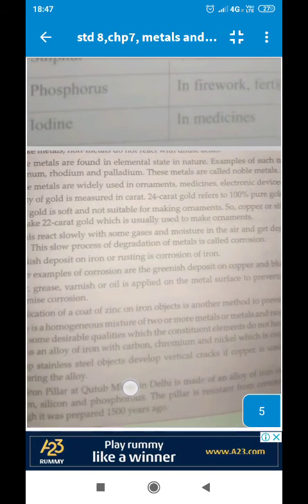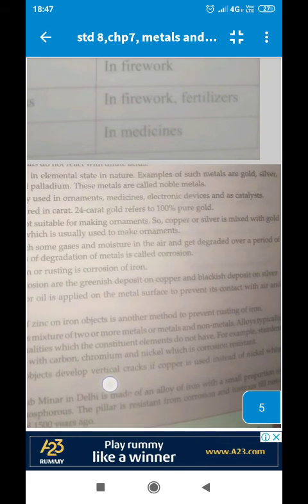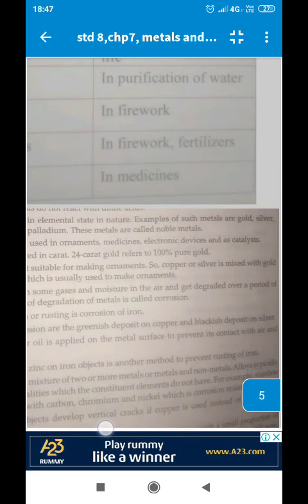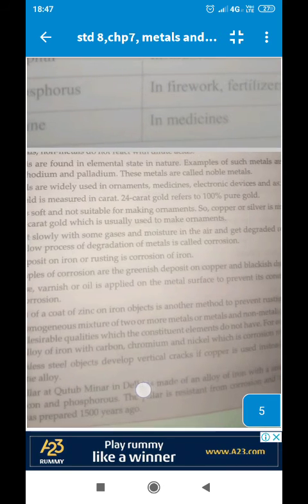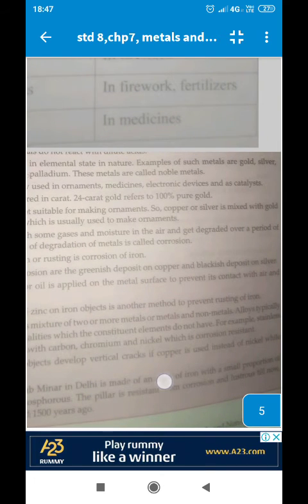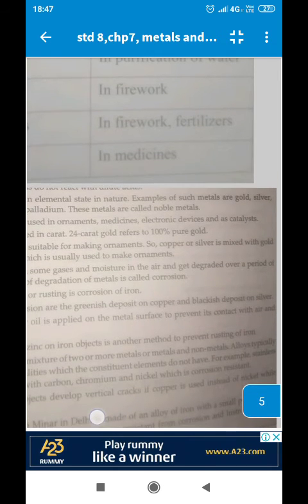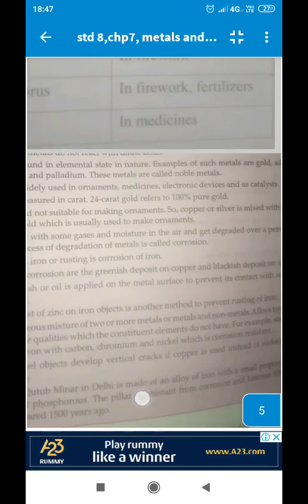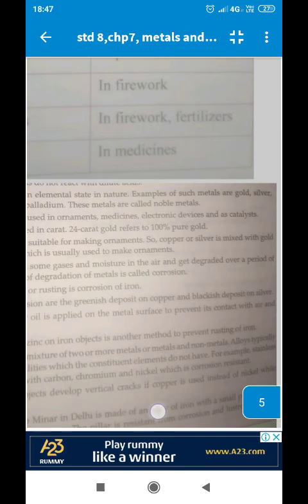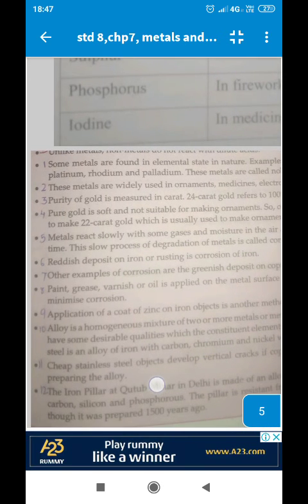Alloy is a homogeneous mixture of two or more metals or metals and non-metals. Alloys typically have some desirable qualities which the constituent elements do not have. For example, stainless steel is an alloy of iron with carbon, chromium, and nickel, which is corrosion resistant. And therefore, steel is long lasting because it is an alloy of these elements.